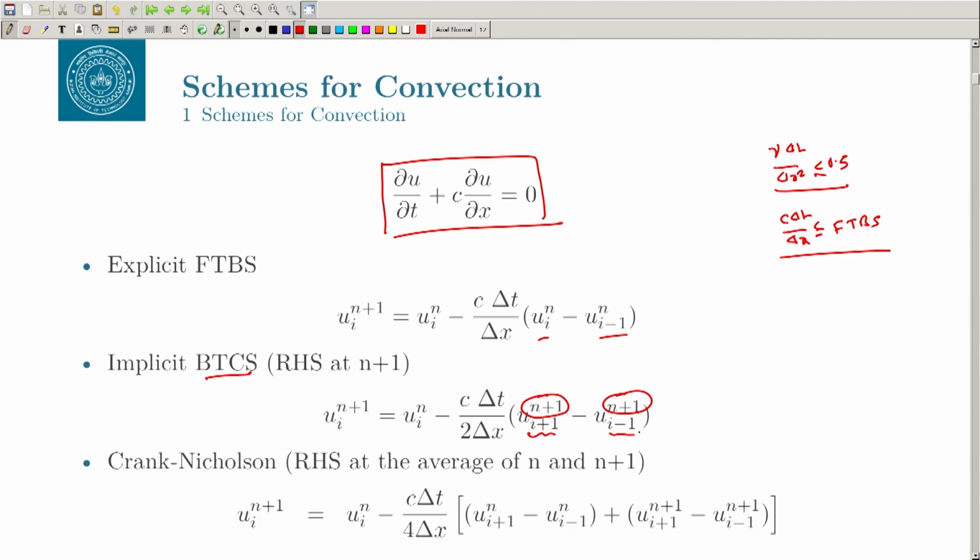And similarly, we had the Crank-Nicolson, which is basically the average between n and n plus 1. Instead of taking either n or n plus 1, you take n and n plus 1 and take the average of that.